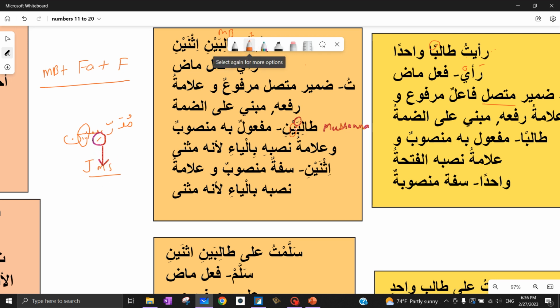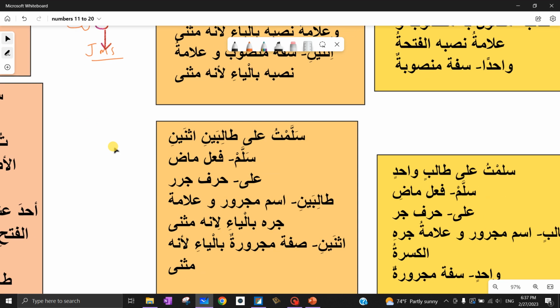So, Talibaini is in maful bihi mansub wa alamatu nasbihi bil ya. Bil ya'i li'annahu, give reasons, muthanna. Ithnaini sifatun mansubun wa alamatu nasbihi bil ya'i li'annahu muthanna.